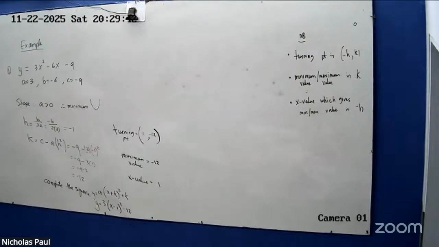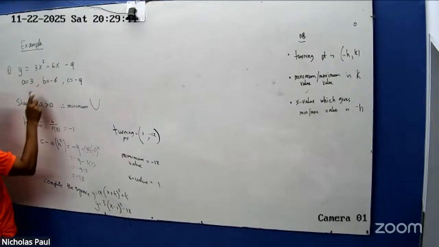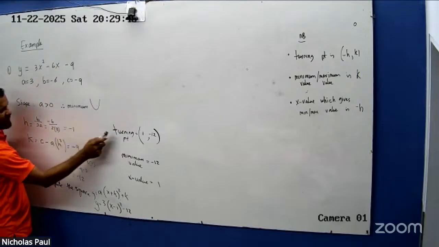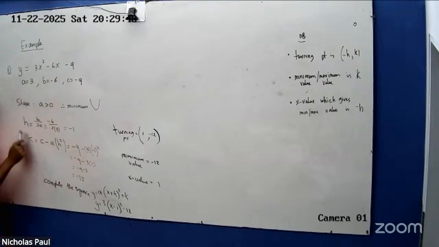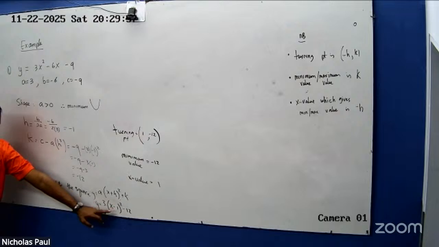Right, so as I said, the objective of this first part is to be able to find the shape and turning point. You need H, K, and the shape. You can all see from right here: H, K, and the shape.